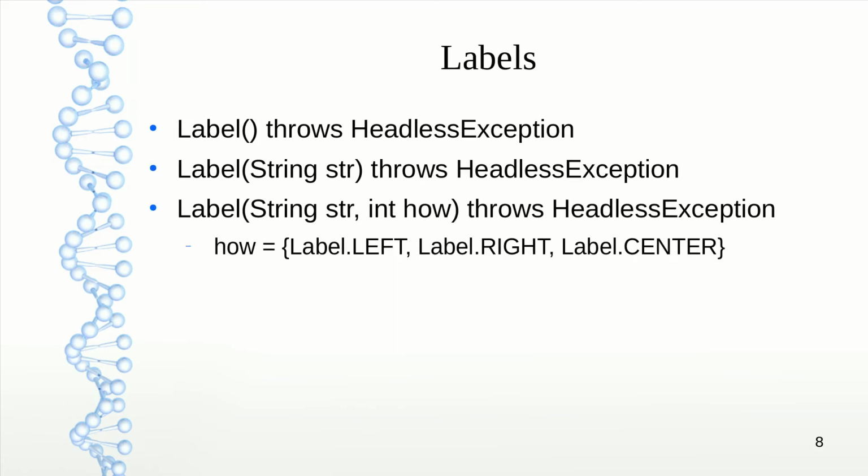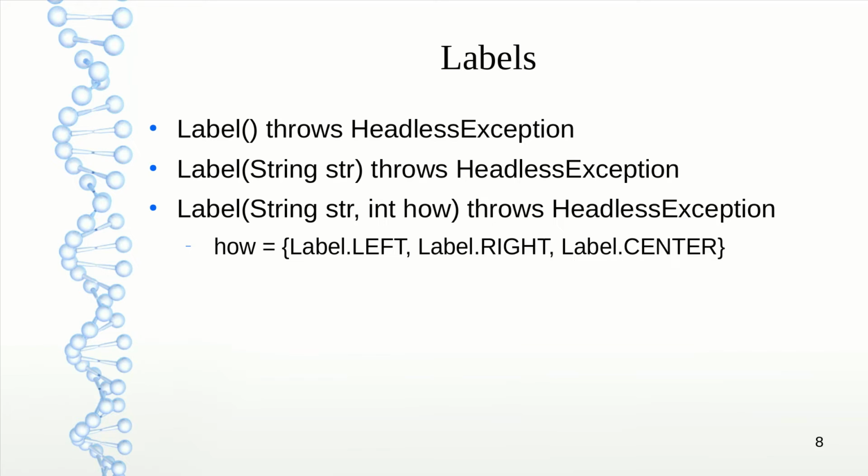Now let's introduce a few AWT controls. The first of them is the label. A label is simply a static text which displays a text on the window. The class Label has got three different constructors. The first of them passes nothing to the constructor, so it simply creates a label with an empty text in it.